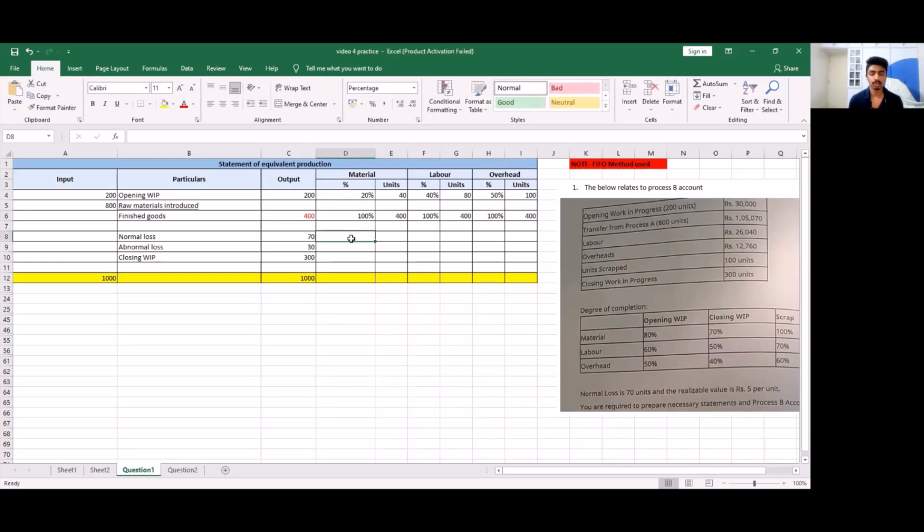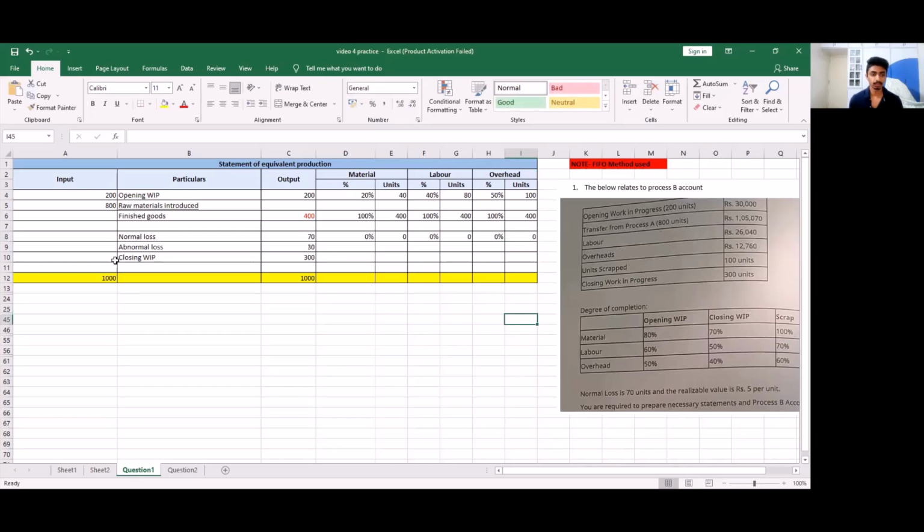Next, we have normal loss. Something we need to know over here is that we assume that no work has been done on normal loss. Okay. And if you want to know the reason for this, I would ask you to go and check out my first video on introduction of process costing. So here I'm going to take 0%. And similarly, for labor and overheads, we have 0% for normal loss. So the 0% of 70 will be 0, obviously. So we have 0, 0, and 0.